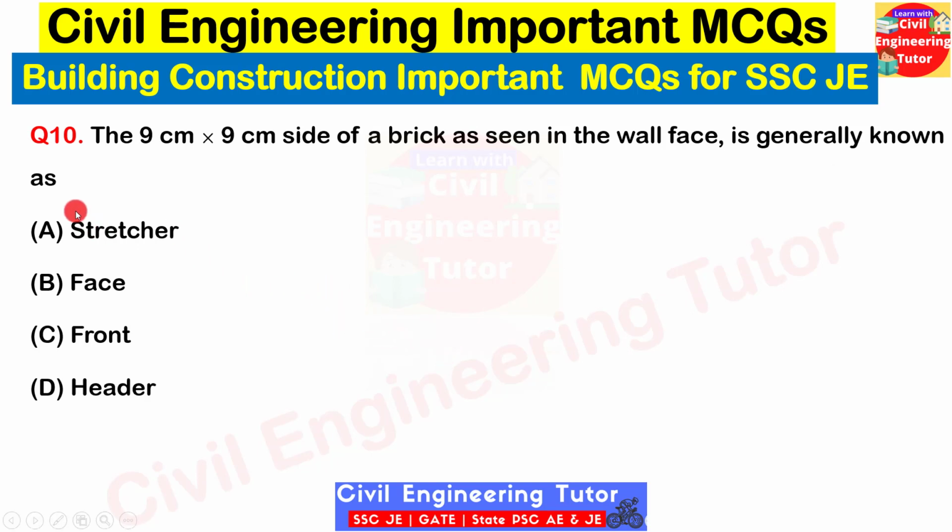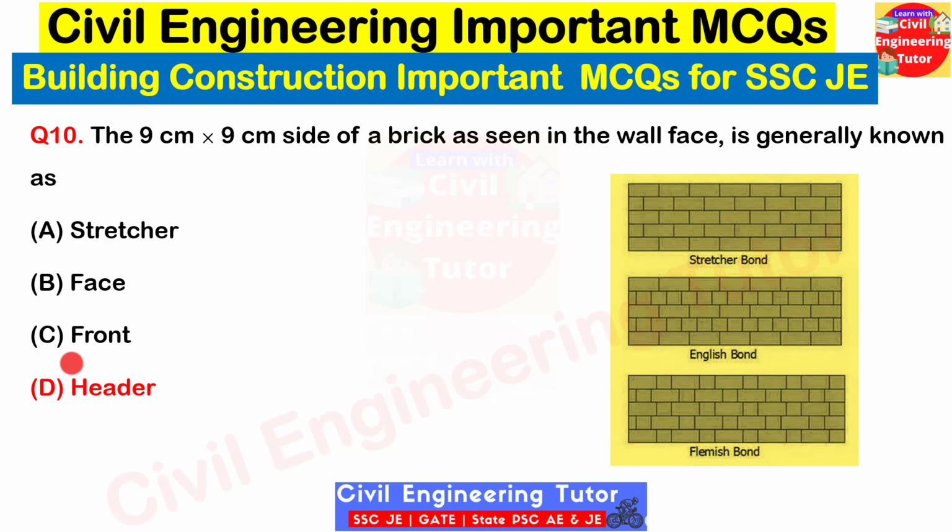Now moving towards the final question, a very easy type question from brick masonry. The 9 cm by 9 cm side of a brick as seen in the wall face is generally known as stretcher, face, front, or header. Here you know that a brick has typically two faces, one is stretcher and another is header. So 9 by 9 is generally header. Here typical bonding is given. This portion you can see is the 9 by 9 cm, so this is actually header. So the correct answer will be header.